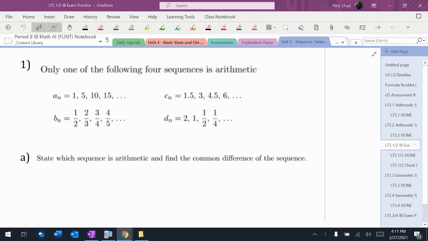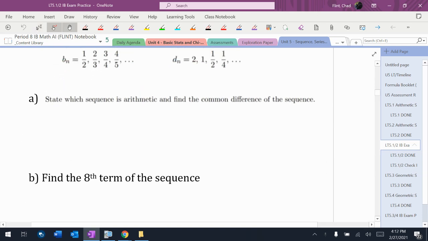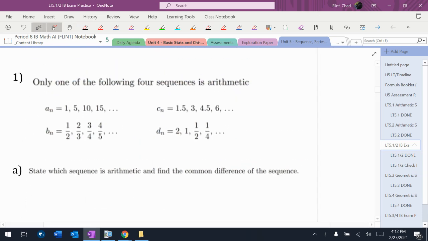So a pretty straightforward IB question. This is only half of it, but pretty straightforward. It just says which of the following ones is arithmetic, and then it says find the eighth term of the sequence. So which one's arithmetic? It's the one that goes up by a common difference.